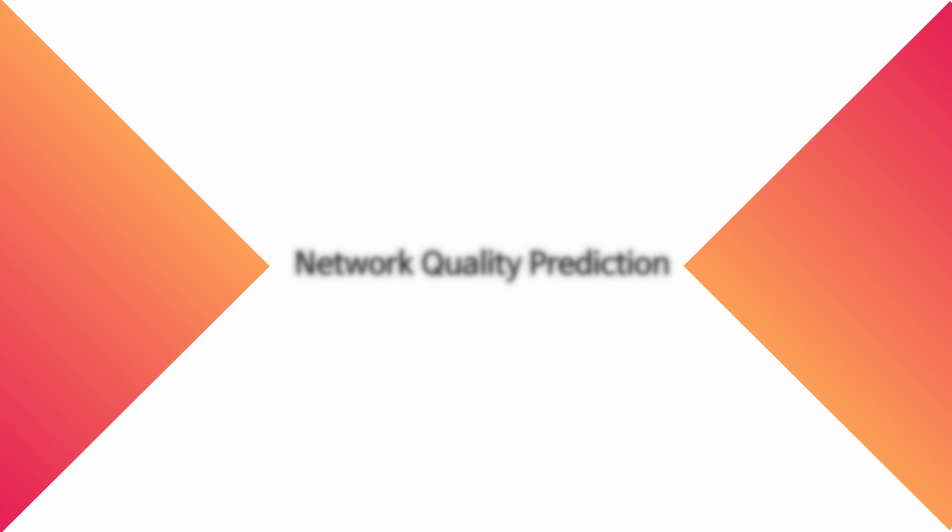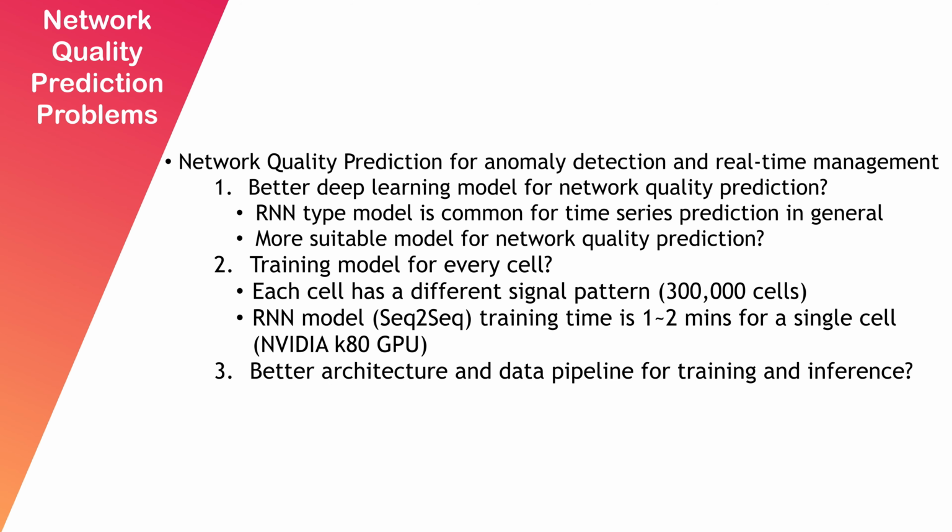The second part is network quality prediction. We are not satisfied with being able to analyze network quality in real time, dealing with petabyte scale data. We try to predict network quality in the near future in order to quickly detect and recover from network device failures. However, there were three problems in network quality prediction.